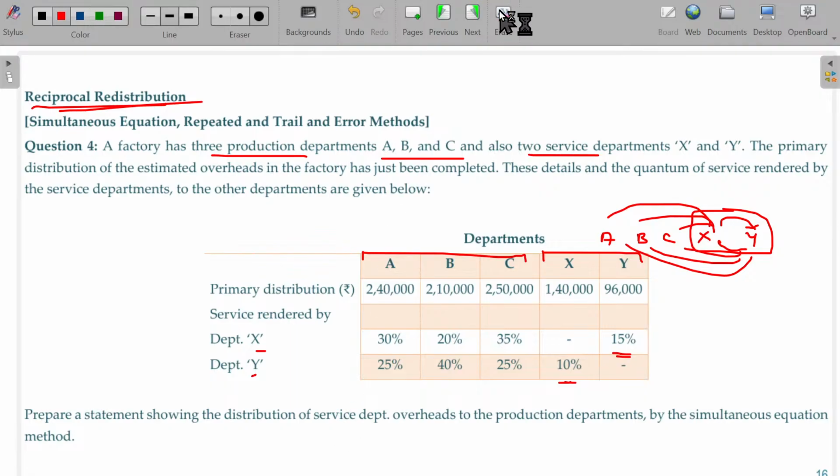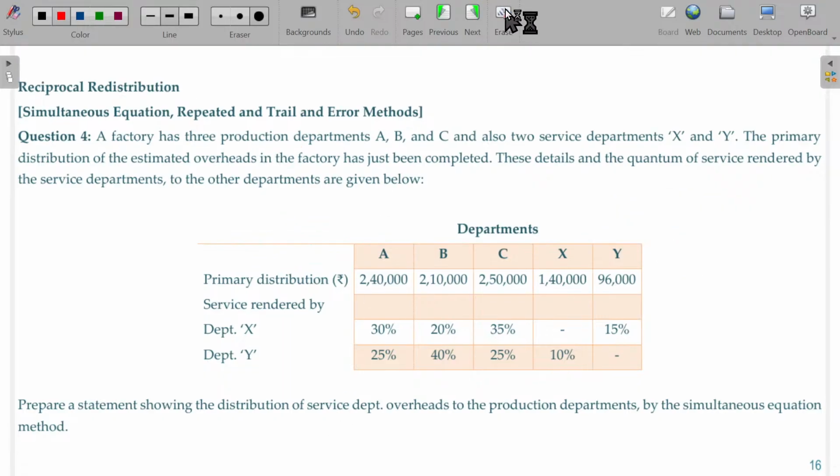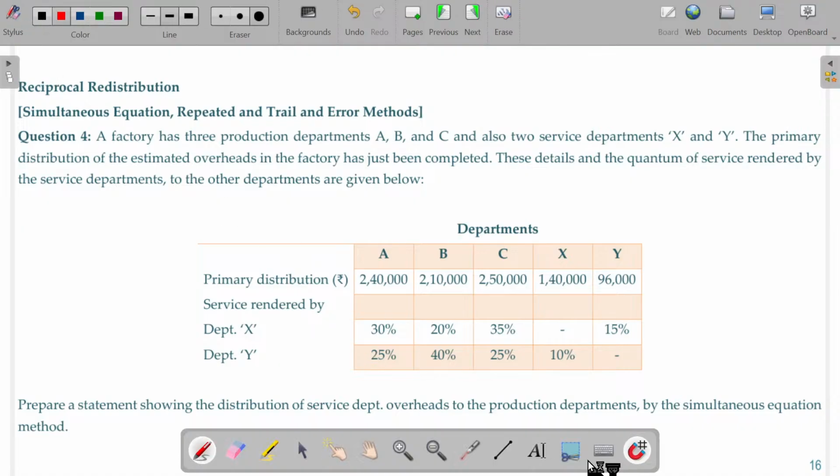In this case, we can follow one of the three methods: either simultaneous equation method, trial and error method, or repeated distribution method. Let's try to finish up this illustration first of all.